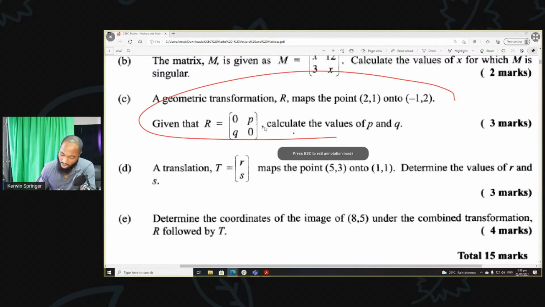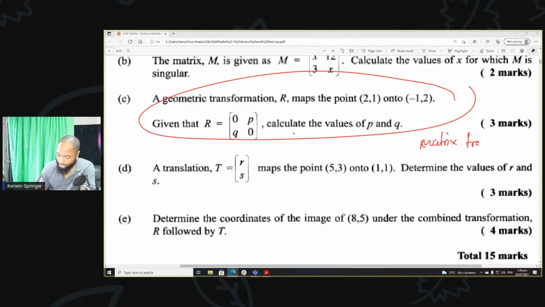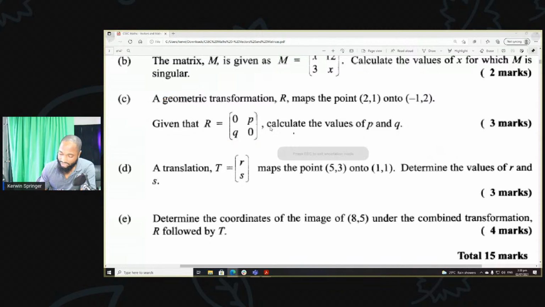So this is called matrix transformation. This topic has all the matrix transformations. I like to teach students that it's like a derivative of the identity matrix. If you multiply anything by the identity matrix, you get it back.